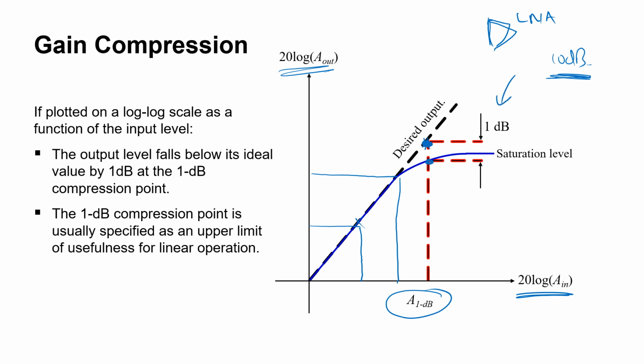and I will not have any control of gain, and my output will not be what I was expecting. That's why in every data sheet of amplifiers and mixers, we normally have 1 dB compression points, and these actually define the upper power limit of the functionality of our devices.